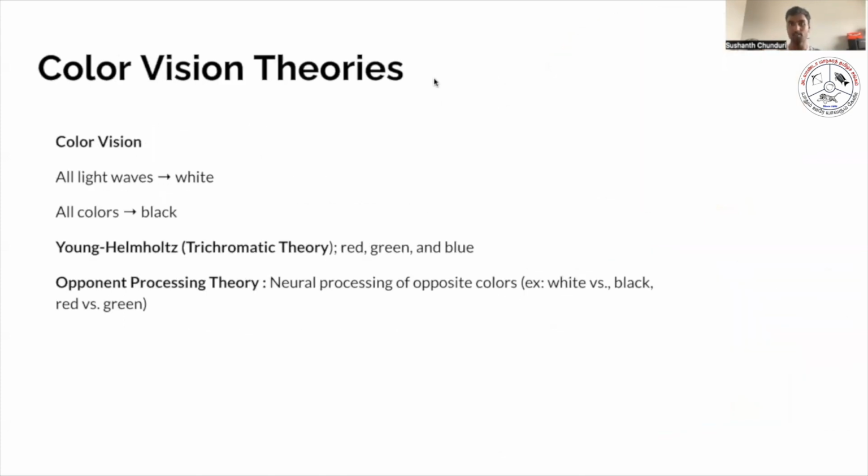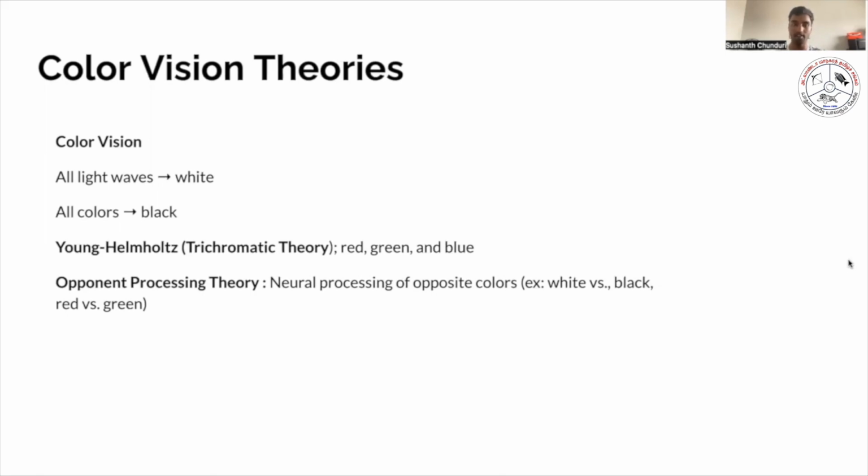Okay, now let's talk about color vision theories. This is just a fact. If all the light waves are reflected back, then that object's white. And if all the colors are absorbed by a certain object, then that object is black. That's how white and black work. And then everything else, say it's a blue object, means it's reflecting blue light and your eyes see that blue light. It's absorbing everything else.